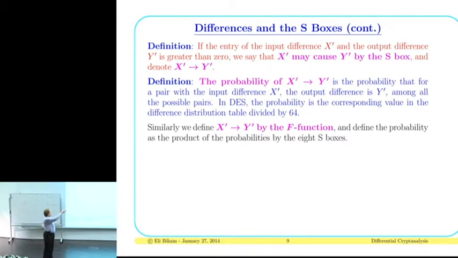We will call the probability of an entry from some difference to another the value there over 64. And we can even define the probability for a full F function, which will be the product of the probabilities of the S boxes in that round. Though now you will ask me questions about whether it's independent or not, and it's a good question, as Or said. There's a slide somewhere I'll probably not show you.